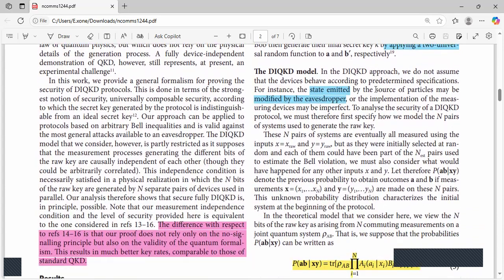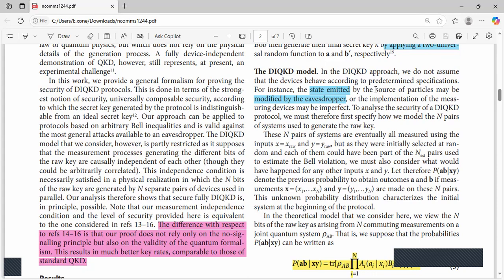So these kinds of assumptions are made in this paper, and in this paper they are using independent measurement devices that may be imperfect or corrupt, and they are making no assumption on these devices.